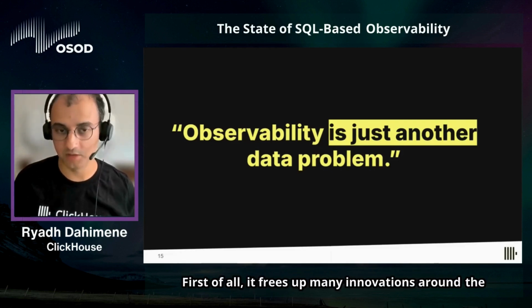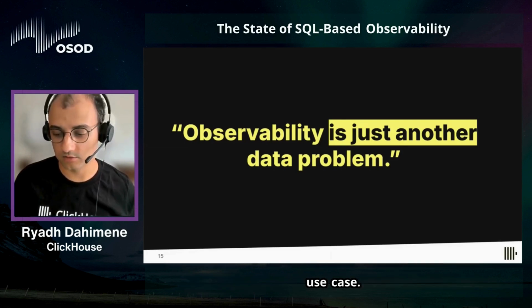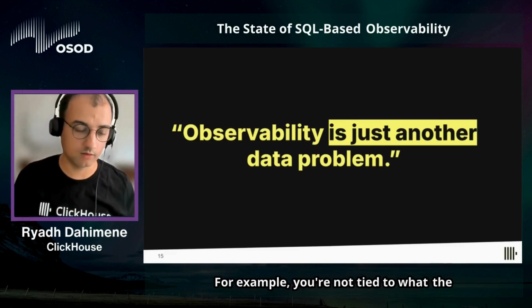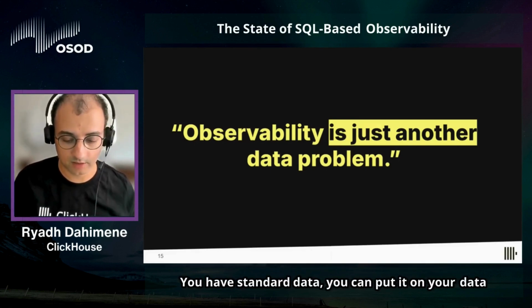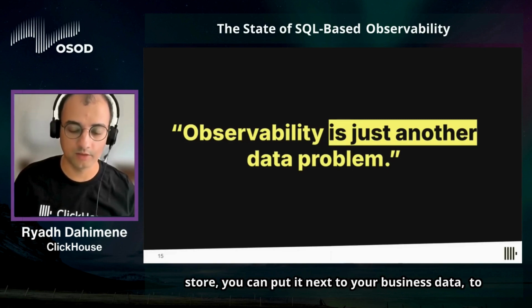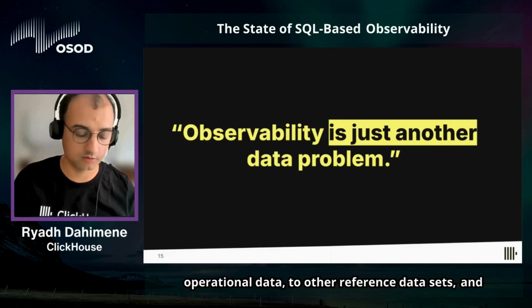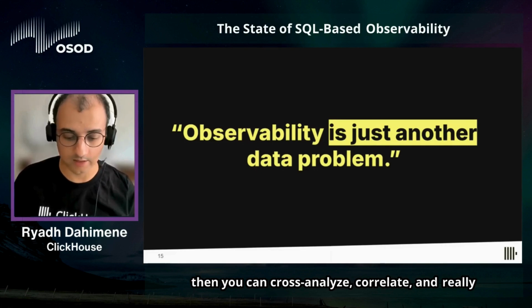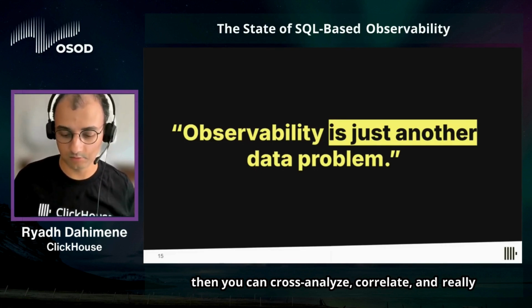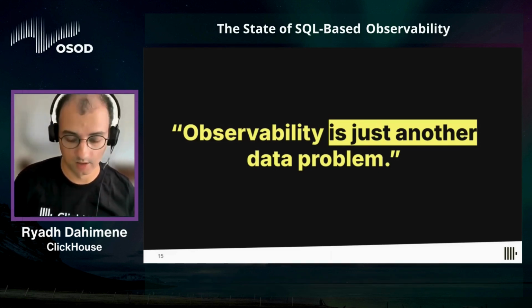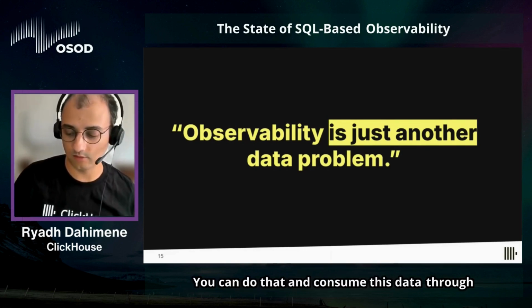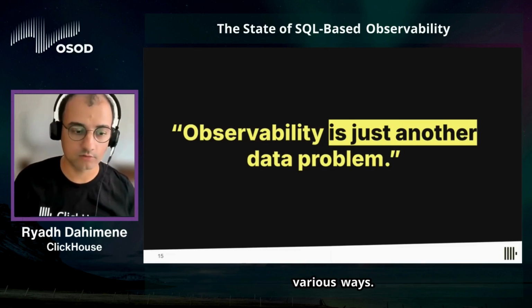First of all, it frees up many innovations around the use case. For example, you're not tied to what the observability vendor has decided to provide to you. You have standard data, you can put it in your data store, you can put it next to your business data, to operational data, to other reference data sets, and then you can cross-analyze, correlate, and really benefit from all the power of a fast querying engine. And you can do that and consume this data in various ways.